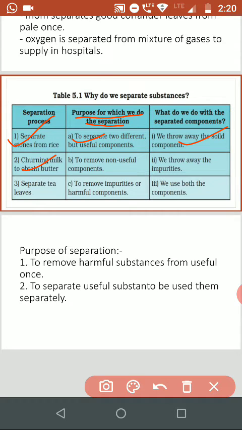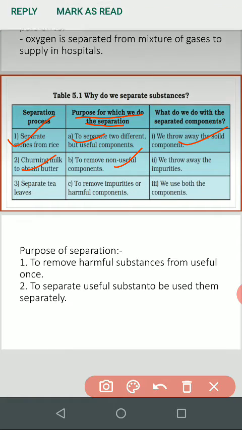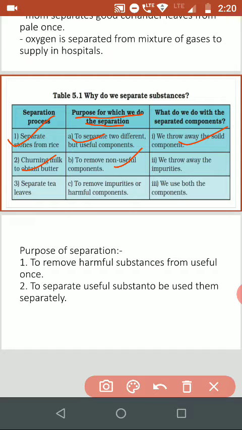Churning milk to obtain the butter. The purpose is to remove non-useful components. Because there are non-useful components which have to be removed, and we throw away the impurities. Separating the tea leaves: why do we do this process? To remove impurities or harmful components. And we use both the components. Tea leaves which are separated can also be used as manure in the plants. So this is the way we do the separation process, and these are the purposes of doing it.